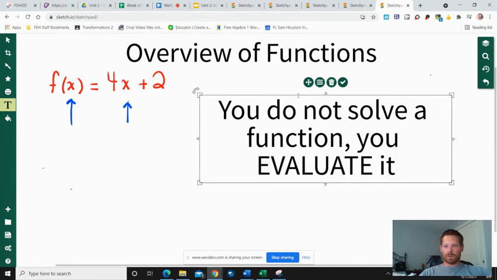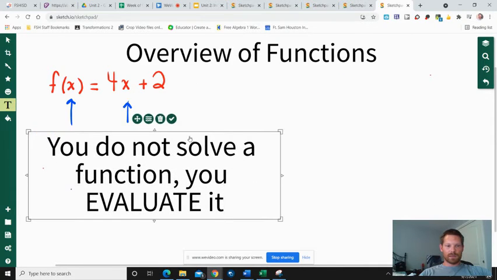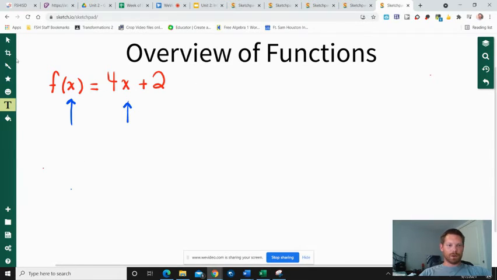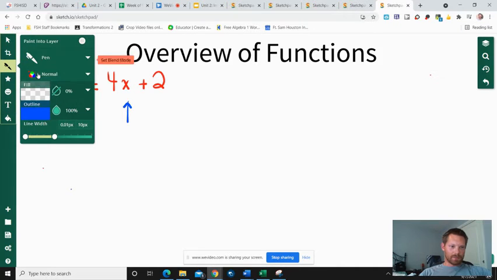So hopefully you got that written down somewhere. Okay, I'll give you a second. If you haven't, you don't solve a function, you evaluate it. Make sure you have that written down somewhere. Okay, so let's talk about vocabulary.